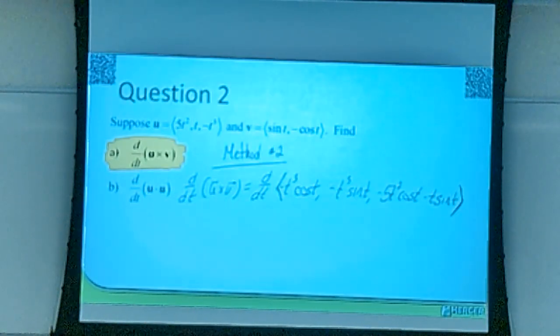This should be negative here. They should all be negative. And everything else should be right. Now take the derivative. Let's take the derivative of the first component.